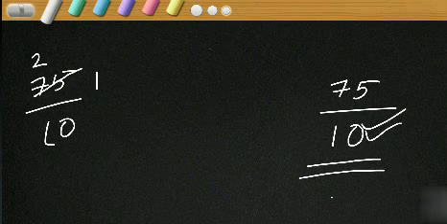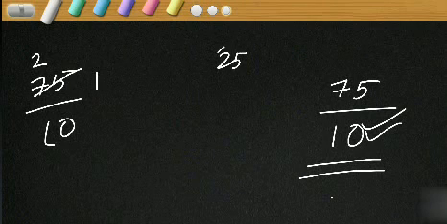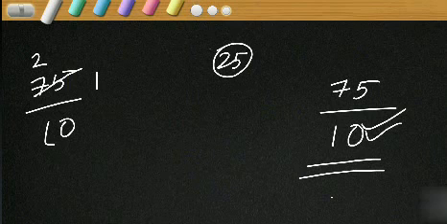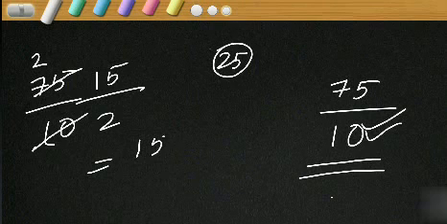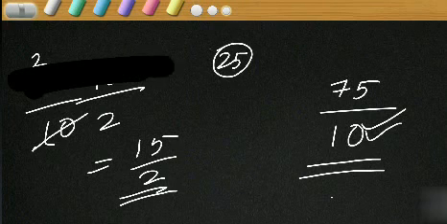Keep that 2 and 5 together in mind. It becomes 25. 5 fives are 25. And in the denominator, 5 twos are 10. So which is our final answer? 15 by 2 is the final answer. Got it? Have you understood?